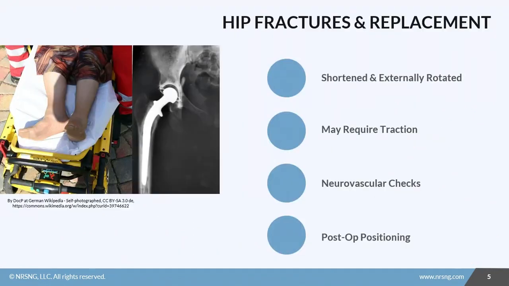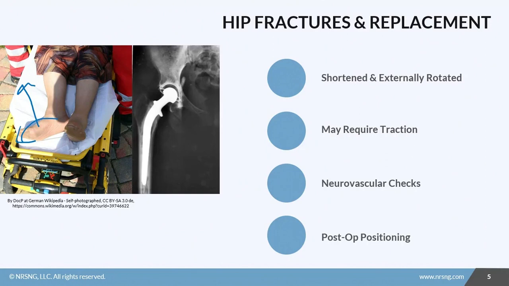Now, if the patient does have a hip fracture, what we'll see when they present is their leg will be shortened and rotated externally. That's the classic sign of a hip fracture. Now, these patients usually require traction until they can go to the OR for a hip replacement. We'll talk more about traction in the fractures lesson.